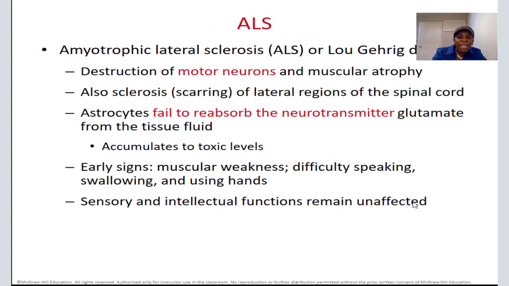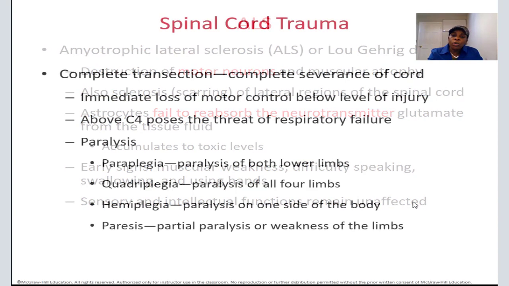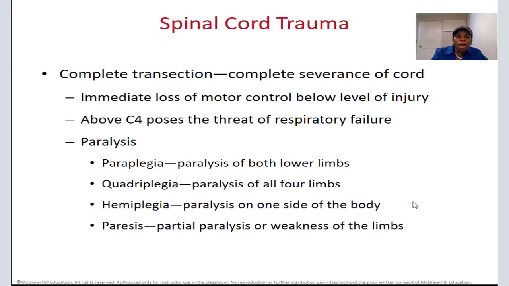One example, ALS is a disease that destroys motor neurons. Why? Because it affects the myelin covering of the motor neuron. The myelin sheath cannot cover them. So the motor neuron cannot work, which stops you from using your muscle. Spinal cord trauma. What is paraplegia? Paralysis of both lower limbs. Quadriplegia, paralysis of all four limbs. Hemiplegia, paralysis of one side of the body. And paresis, partial paralysis or weakness of the limb.